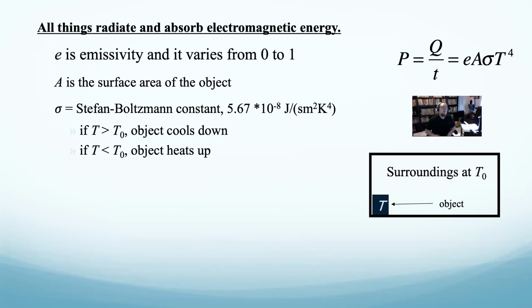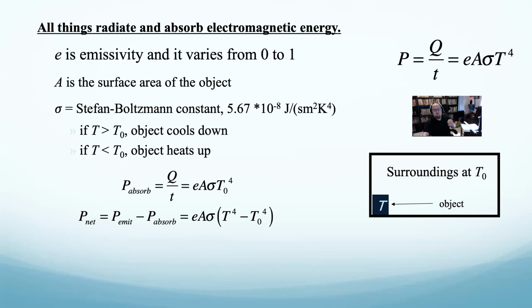In fact, at all times, all things are radiating energy using that equation, E A sigma T to the fourth. But at all times, you're also absorbing energy from everything around you, where it'll be E A sigma T naught to the fourth, where T naught is the temperature of your surroundings. And so you have a net power that's just the two subtracted from each other. At all times you are emitting energy and absorbing energy, and you have a net gain or loss depending on which one's happening faster.